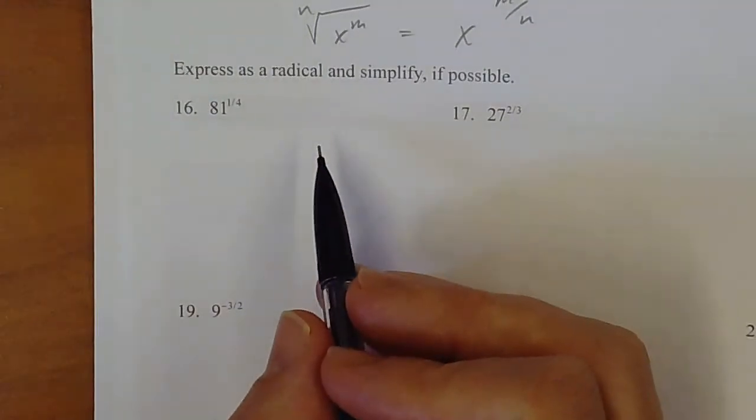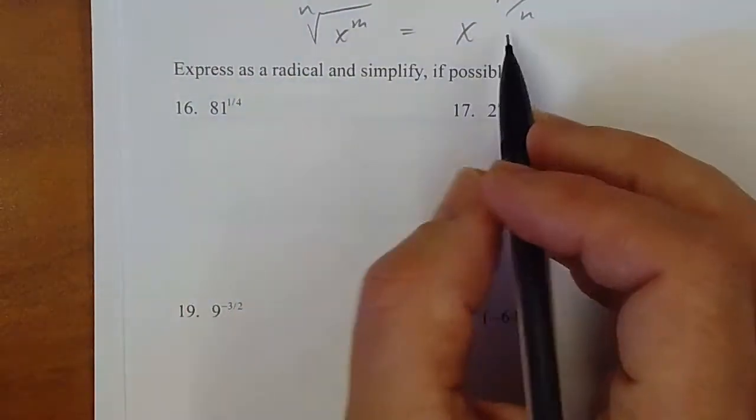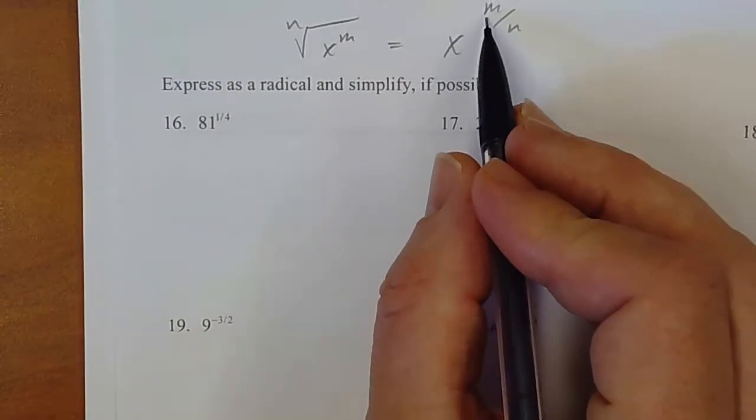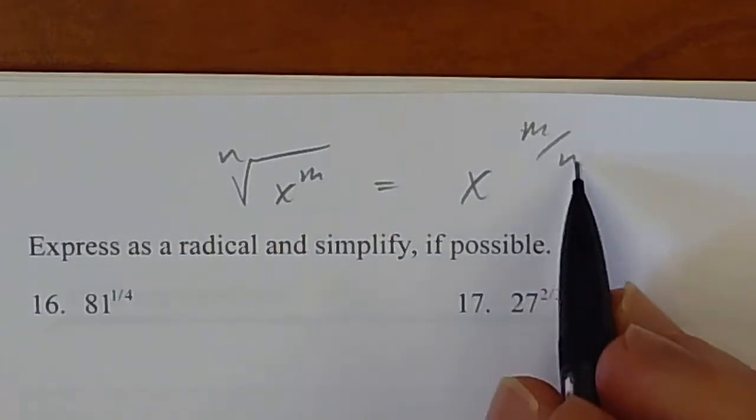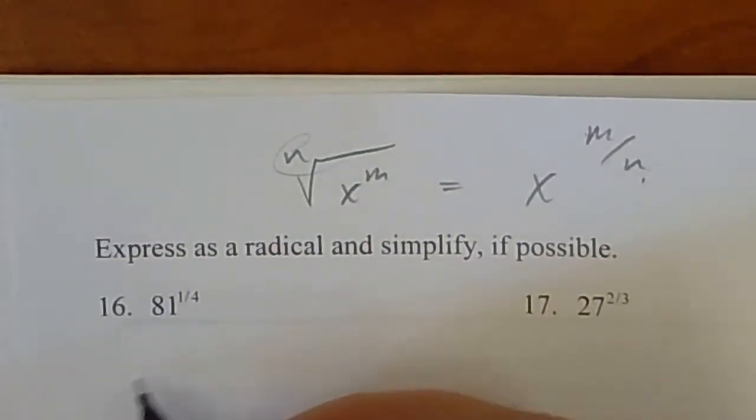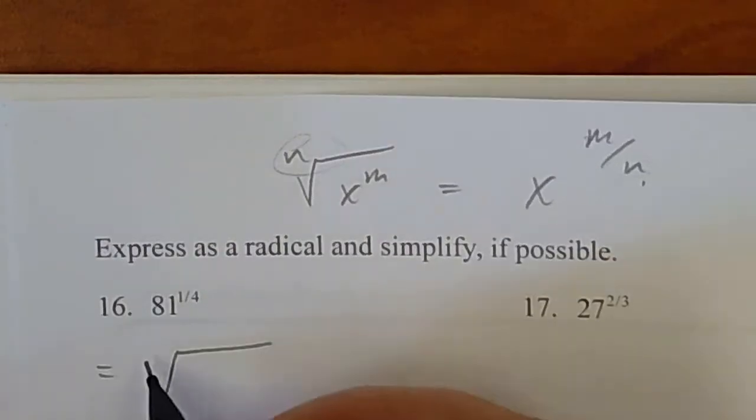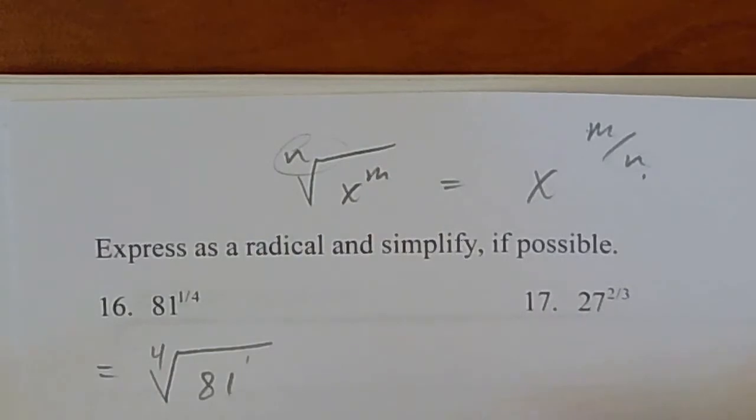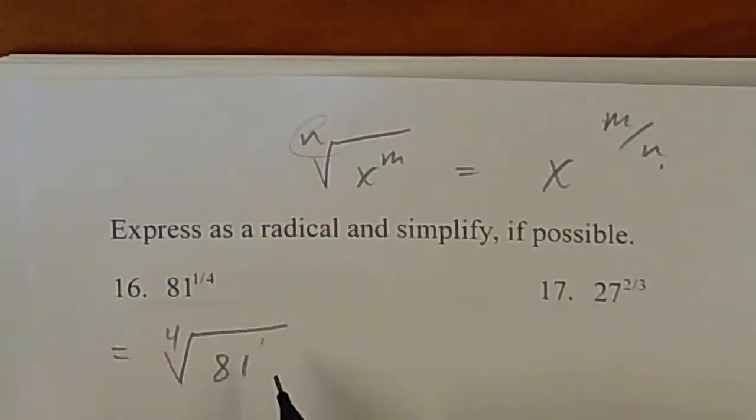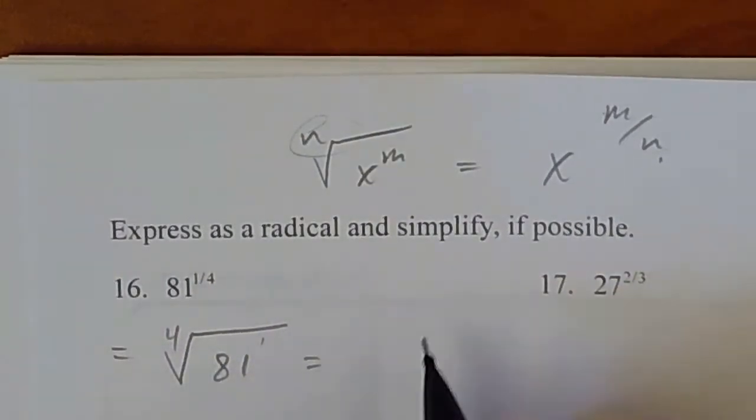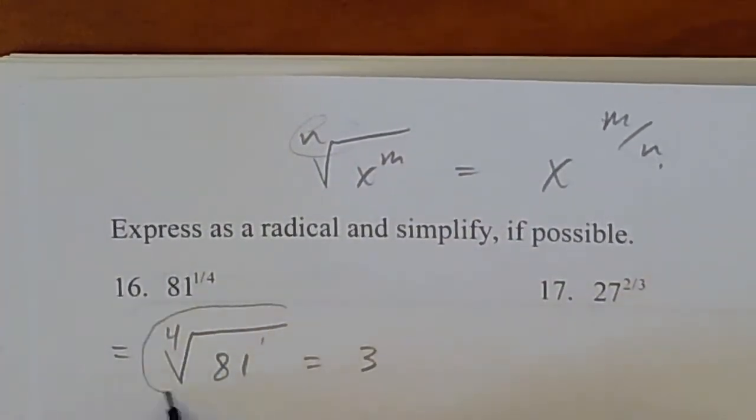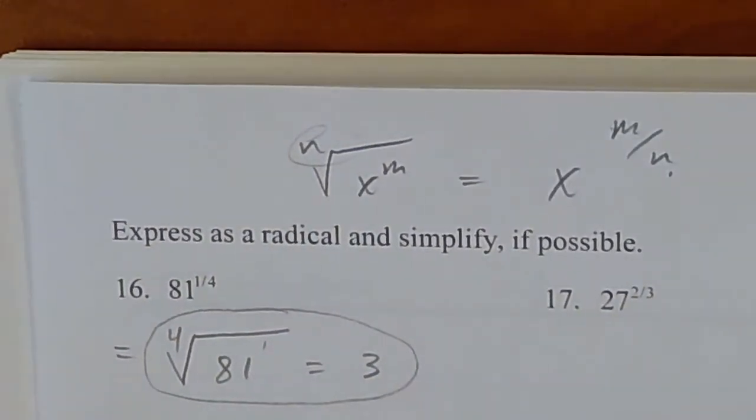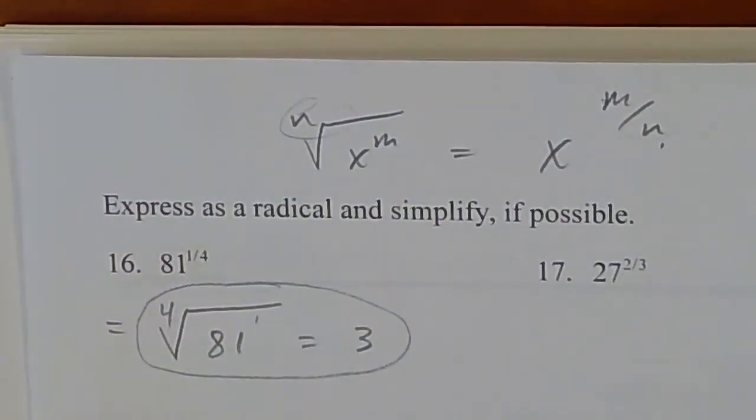All right, so it's asking us to do 2 things here. Express as a radical. So it's in this form right now, right? This is the 1/4. Okay, so if that's the 1/4, where should I put the 4? Right here. So I'm going to write that as the 4th root of 81 to the 1st power, or just 81. And then you just use your calculator at times if you can't do this in your head, because some of the numbers get big. I get it. The 4th root of 81 can be simplified. It's 3. So here's the answer, as a radical and simplified.